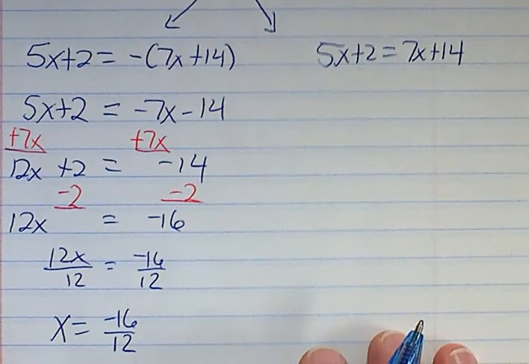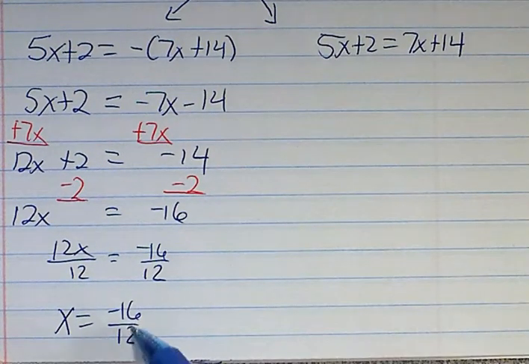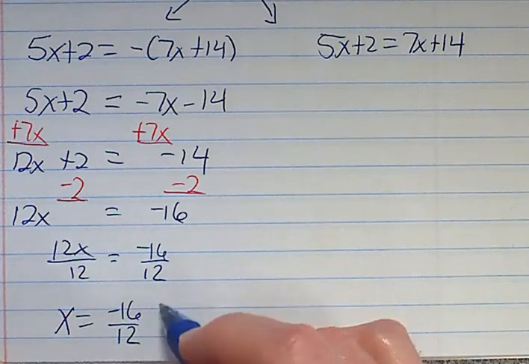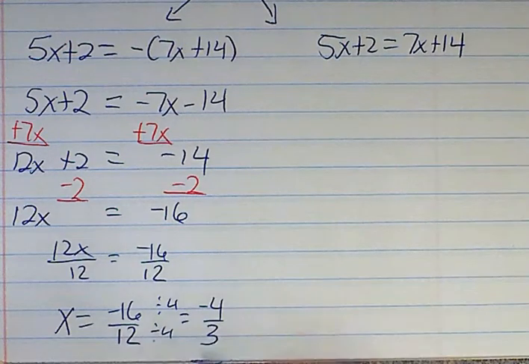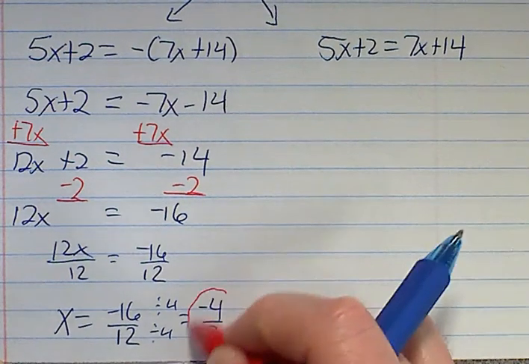Alright, now here's one fraction answer that you get that you can simplify. You've got negative 16 over 12. You can divide both of these numbers by 4 to make that negative 4/3. So there's one answer.